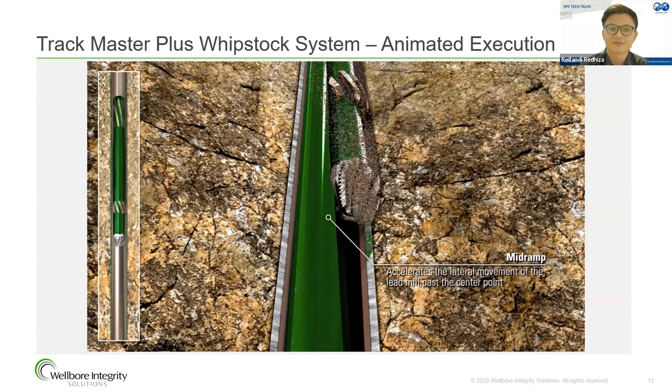Yeah, Mr. Steve, do you have any question? Yeah, and the section mill, the two strings casing section mill that you mentioned. If the casing, let's say the inner casing is extended to the outer casing, how do you manage to section mill the outer casing?